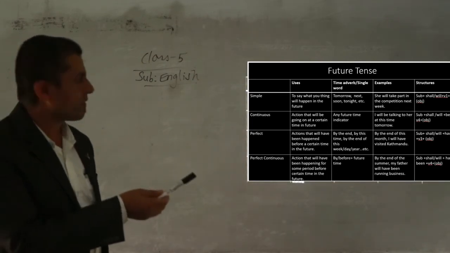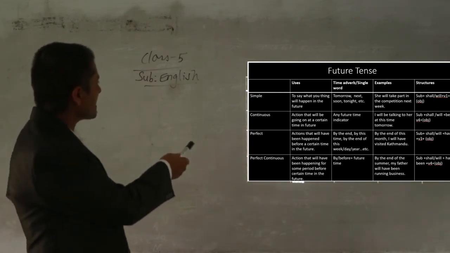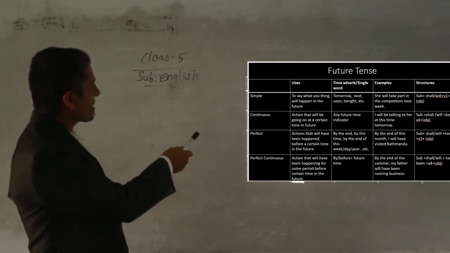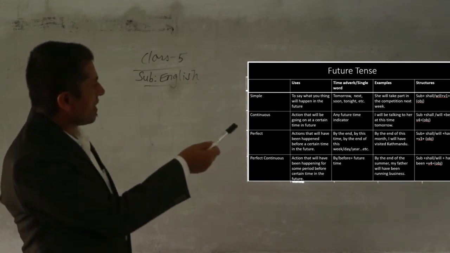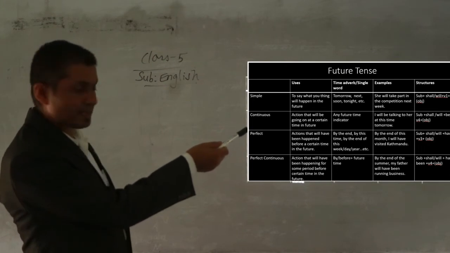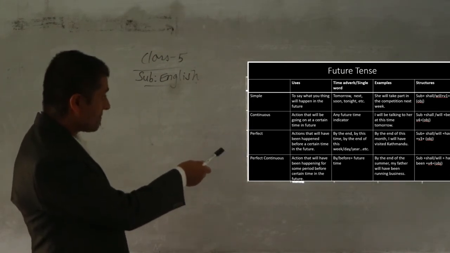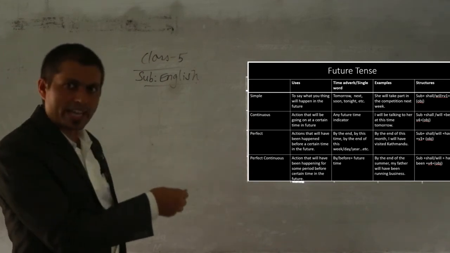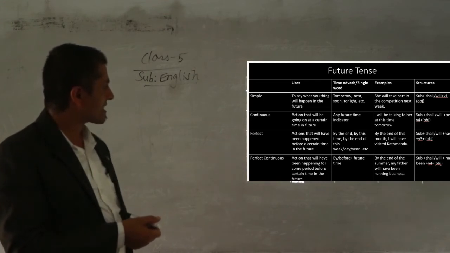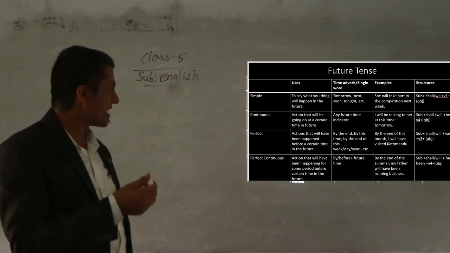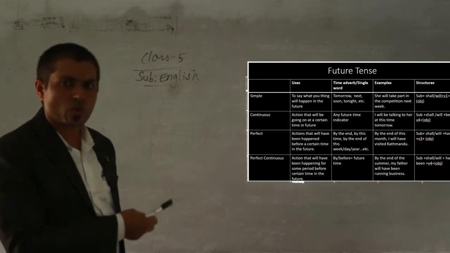We have made many examples before. Structure already we have created example. And future continuous also we get here, its usage and its time involved. Everything given here, examples given here, even structure. And perfect tense, the usage of perfect tense that already we have described, and its time involved: by the end of this week, day, year, etc. And then the example sentence, and then the structure.